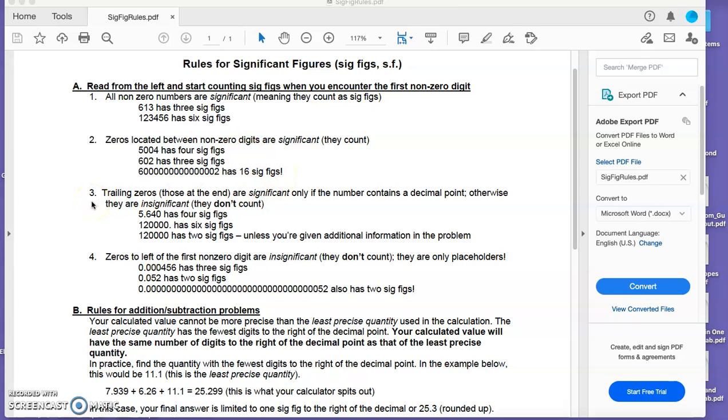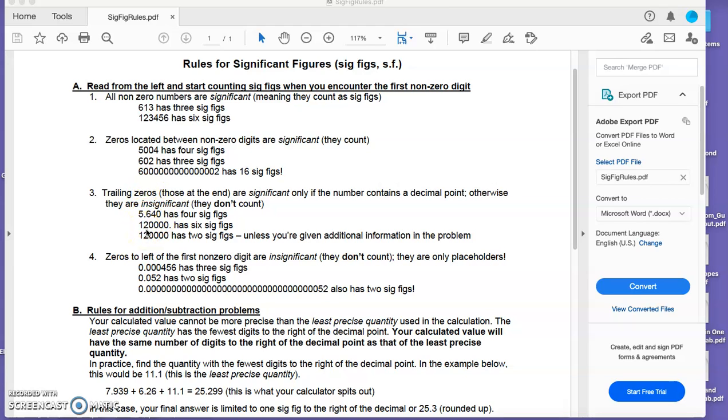Rule 3, trailing zeros. So these are zeros at the end of a number, and they are significant only if there is a decimal point in the number. Otherwise, they don't count. So zeros at the end count as significant if there's a decimal. So I got 5.640. The 5, 6, and 4 are significant because of rule 1. The 0 is significant because it's a trailing 0 with a decimal.